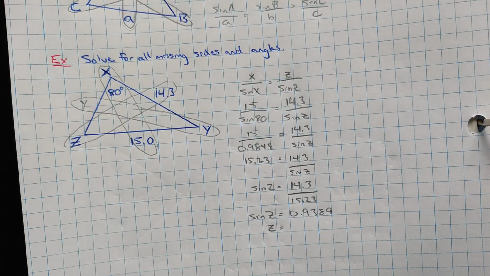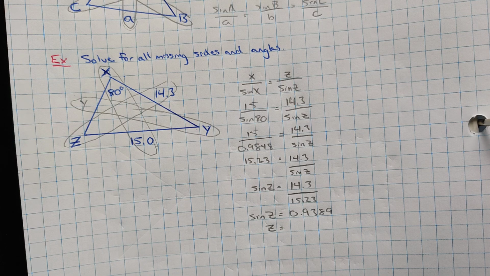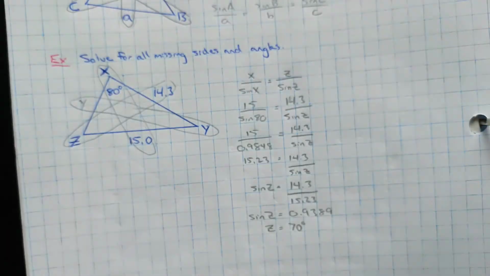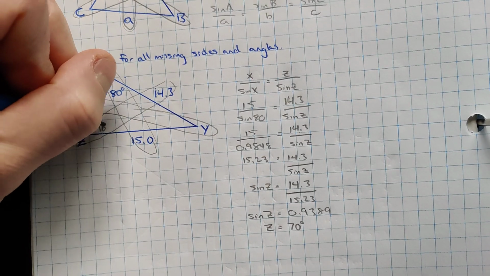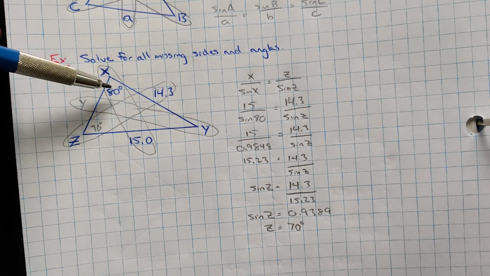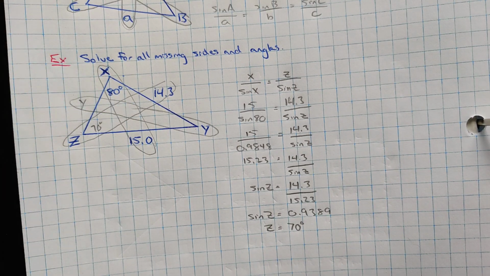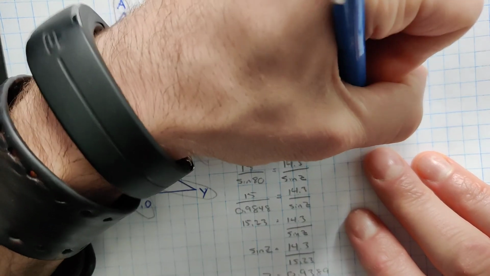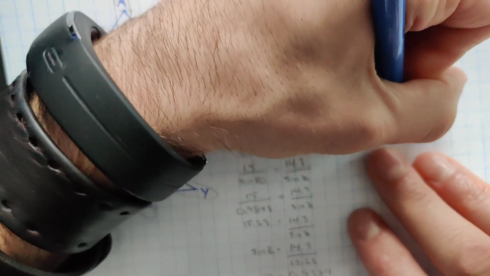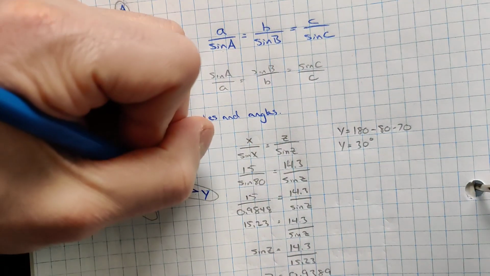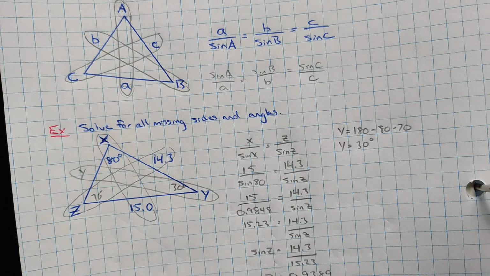I can look that up in my table, and then I have angle Z. So I go through my table under the sine, and 0.9389 comes out to about 0.9397. It's pretty close, so that is 70 degrees. So I got Z at 70 degrees. Now, knowing what we know about triangles, the total of all the angles is 180. So Y equals 180 minus 80 minus 70. So Y equals 30 degrees. So I now have angle Y.